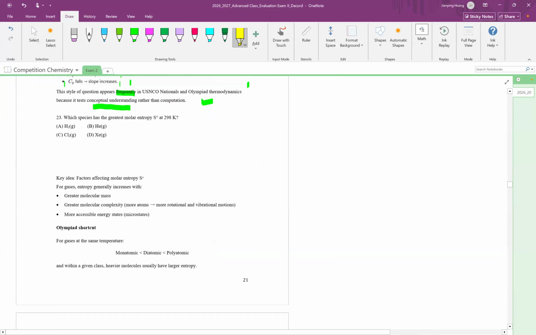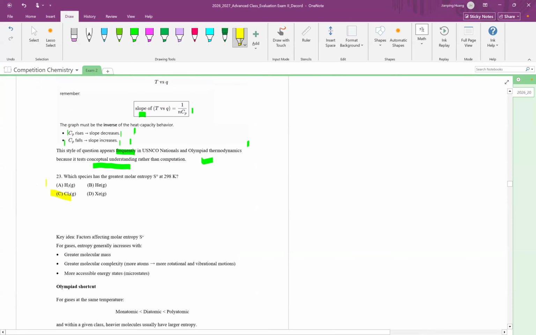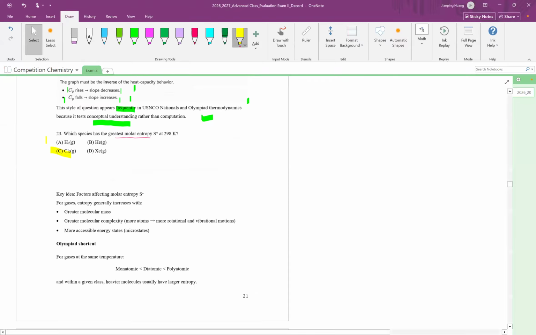Go to next. This is the easy one. Now, should it be C? Give yourself 1 point, okay? It's C. Now, what is it? The question is about molar entropy. The key point here is what? Listen. The focus is the factors affecting molar entropy for a gas, of course.